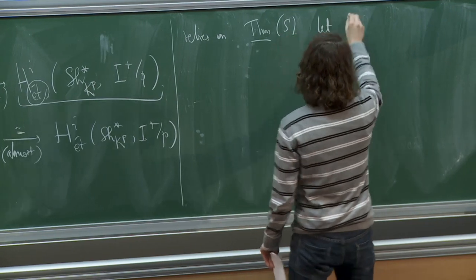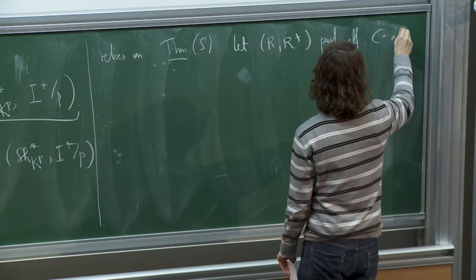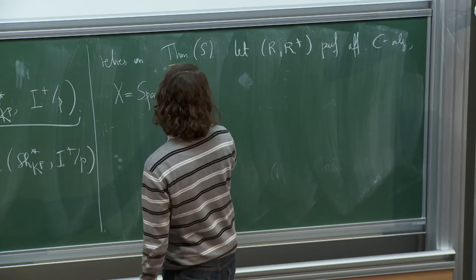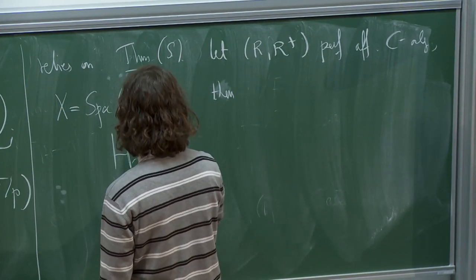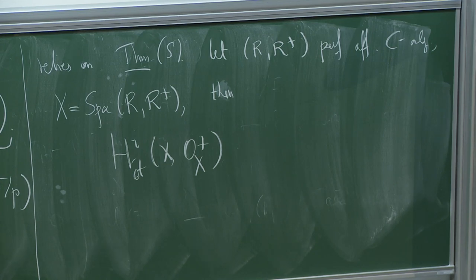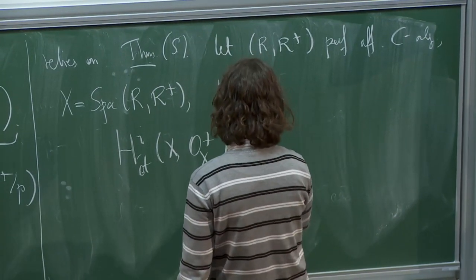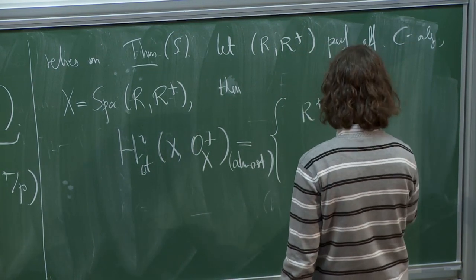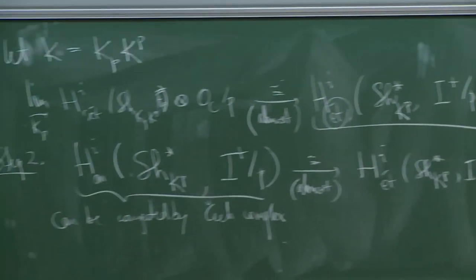And it says that if I have some perfectoid affinoid algebra R, and if I look at the associated affinoid perfectoid space X, then you can compute the étale cohomology on X of this O plus sheaf, and there's a similar version for this I plus sheaf. And it's actually what you think it should be, at least almost. So it's R plus in degree 0 and 0 in positive degrees. So it's some kind of version of Tate's acyclicity theorem for the étale side.